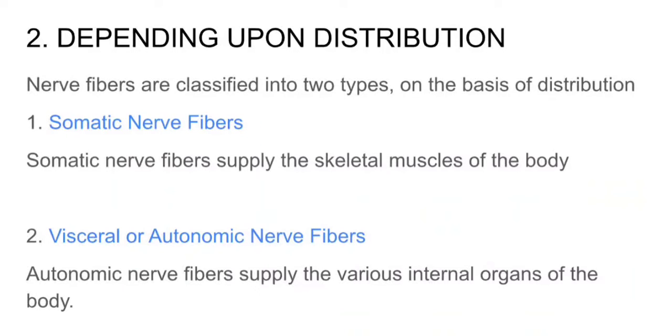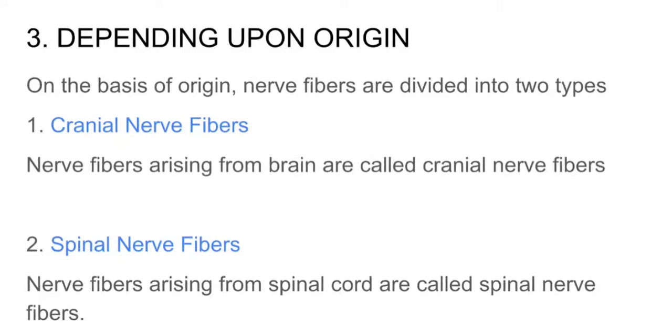Depending upon distribution, nerve fibers are classified into 2 types. On the basis of distribution, somatic nerve fibers. Somatic nerve fibers supply the structural muscles of the body. Autonomic nerve fibers. Autonomic nerve fibers supply the various internal organs of the body.